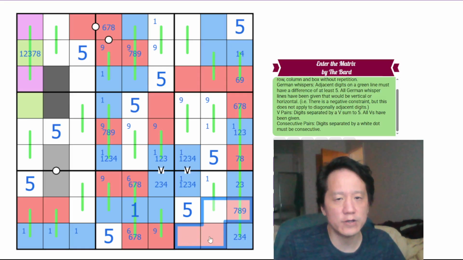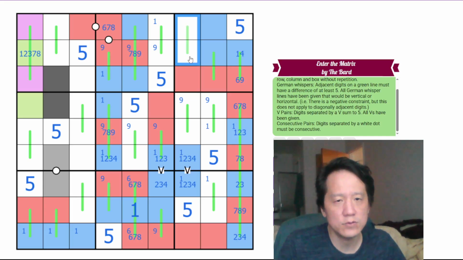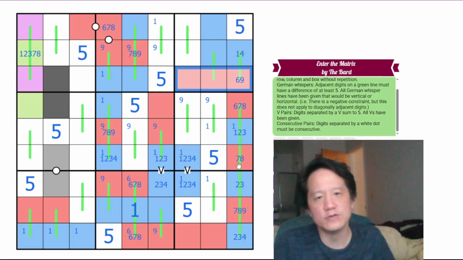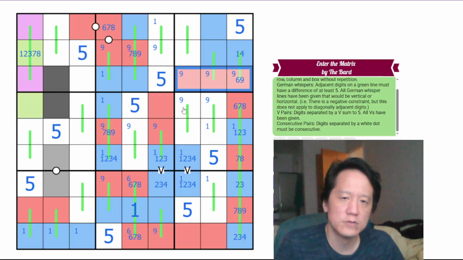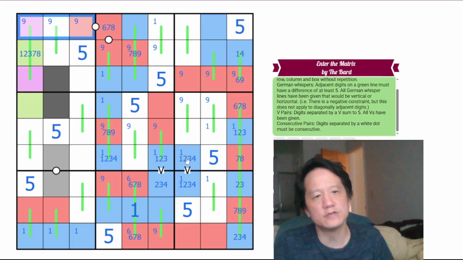9 again could be any of these 4. 9 cannot be either of these 2, because if it were, it would be next to a low digit, and there would need to be a German whisper line on those. So 9 has to be one of these 3 digits here. But this can't, well, this could be 9. So where's a 9 in row 1? It has to be one of these 3 cells.